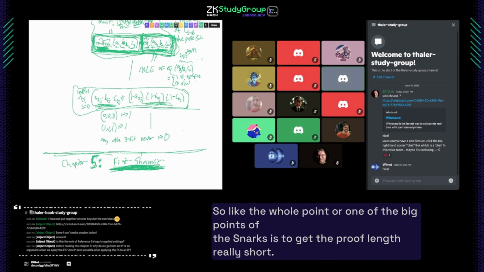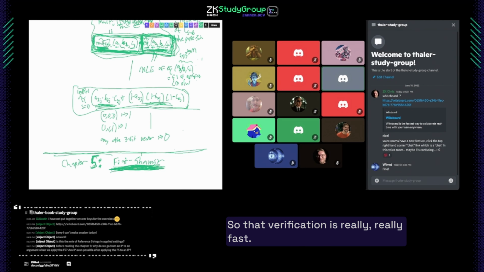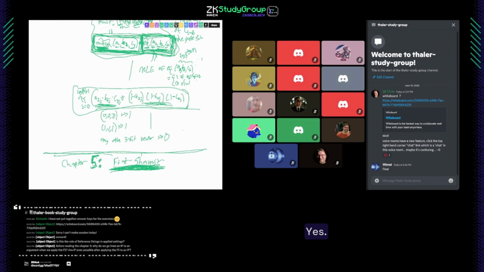One of the big points of these SNARKs is to get the proof length really short so that verification is really, really fast. And almost by definition, you're only going to get an argument. You're not going to have information-theoretic security for that. Did that make sense? Yes.